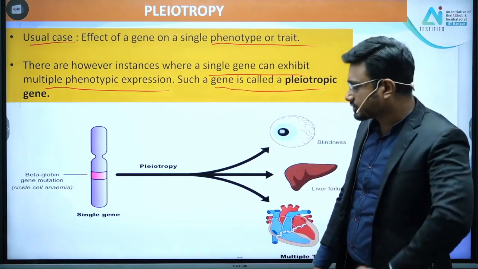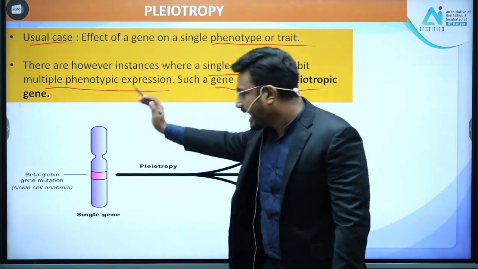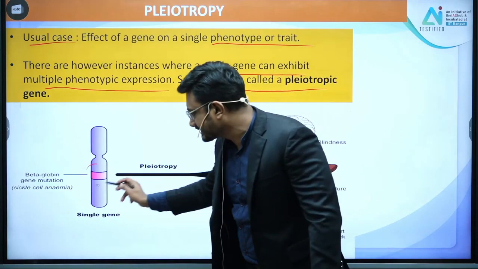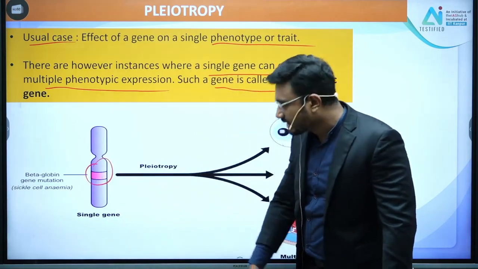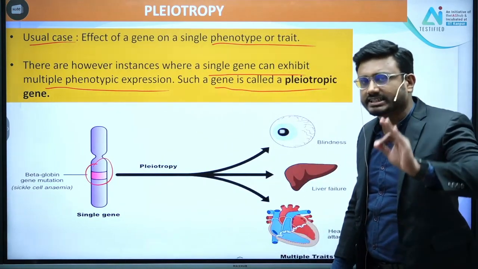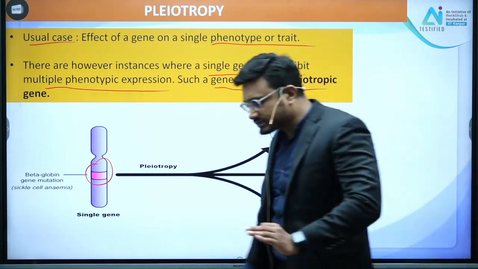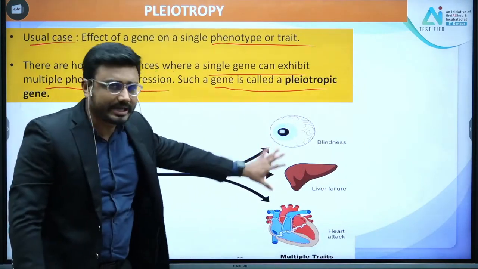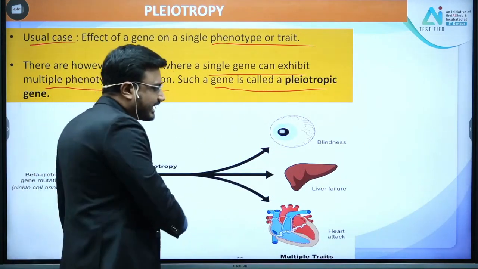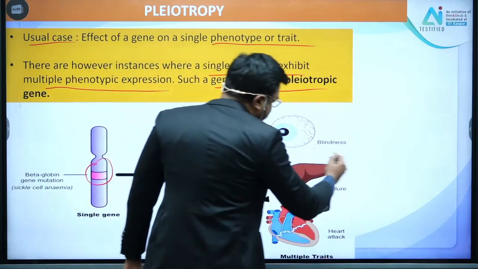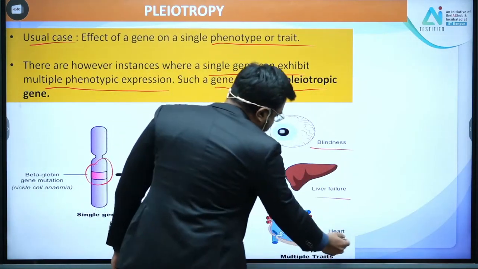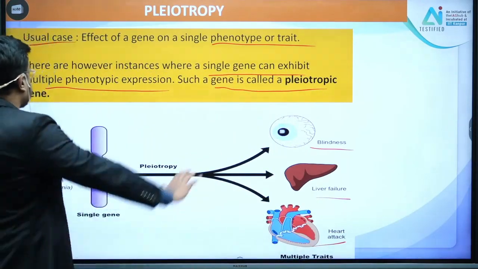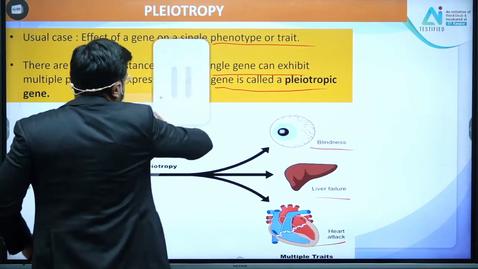In this diagram, there is a single gene, and here we have the beta globin gene mutation present. That is in the case of sickle cell anemia. This mutation in a single gene is causing multiple phenotypic traits. This single mutation is leading to blindness, it is also leading to liver failure, and it is also causing heart attack. So this is an example of pleiotropy. So now let us move ahead to the next concept.